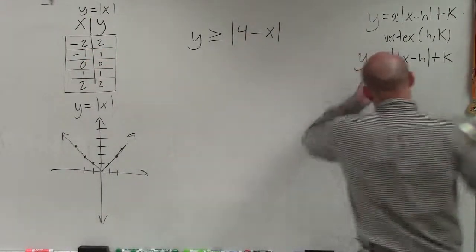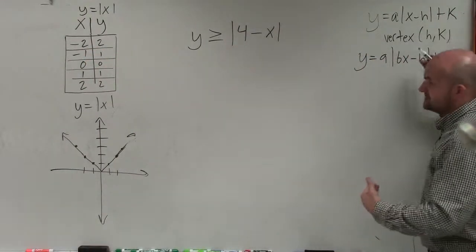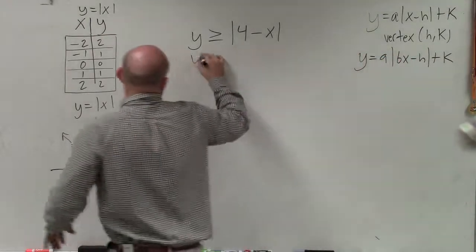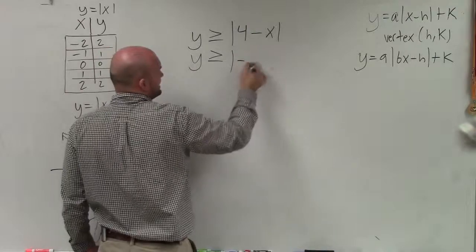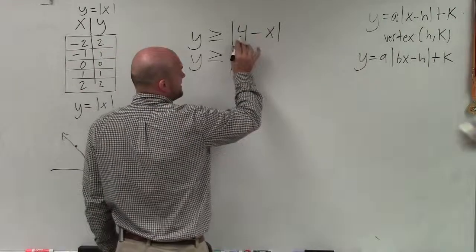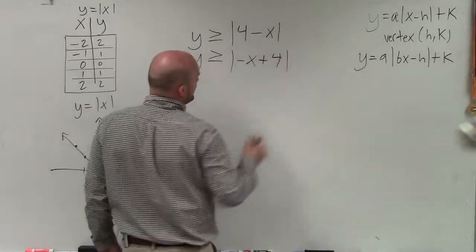And usually when identifying the vertex, we have to have this as x minus h. So I'm going to rewrite this with the x in front of the 4. Well, to do that, I notice this is a negative x, so I have to keep that negative with the x. And that's a positive 4, so I'm going to write plus 4 at the end.